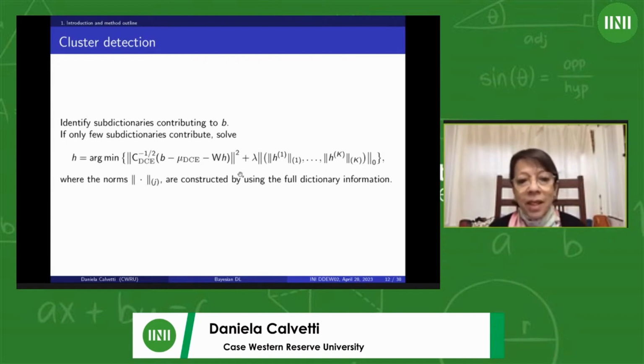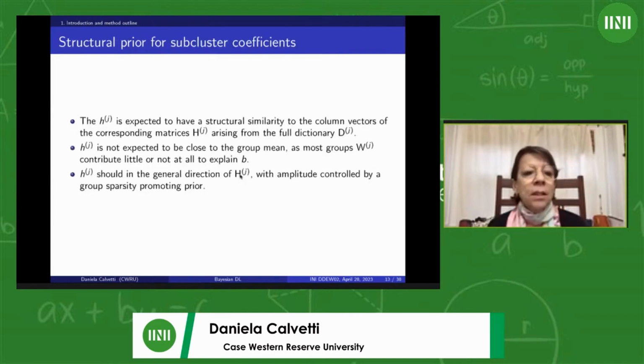Now we need to declare what these strange norms are, and these are constructed using information from the full dictionary. But before defining these norms, I want to give a little bit of intuition as to how we came up with this idea. We need to express, as a trademark of the Bayesian approach, what we believe a priori to be the characteristics of the vectors that we're looking for.